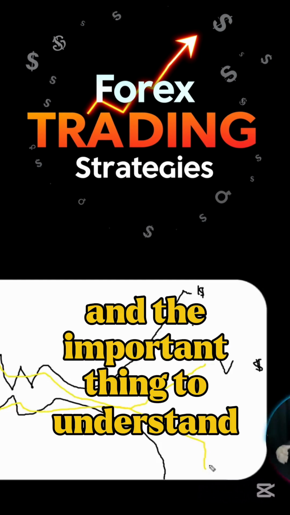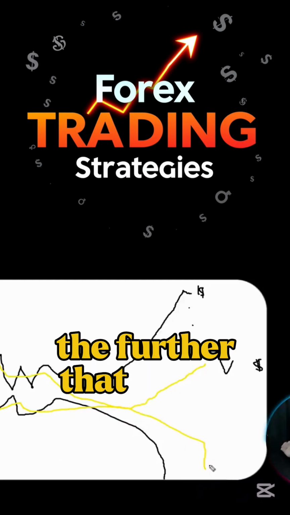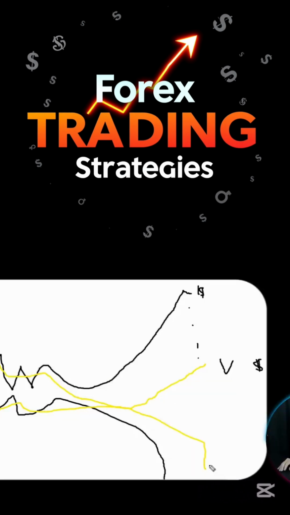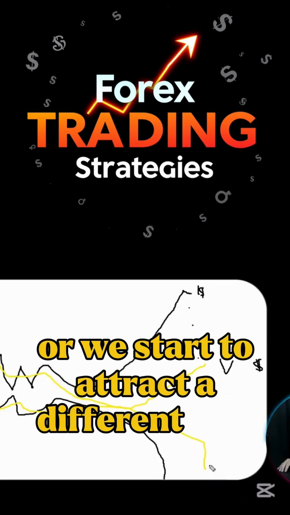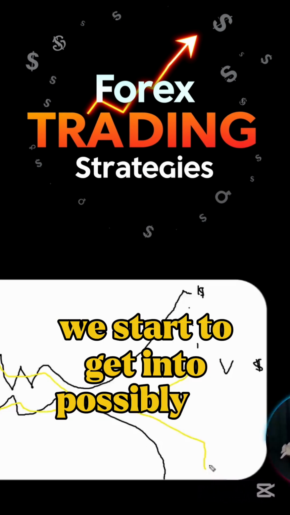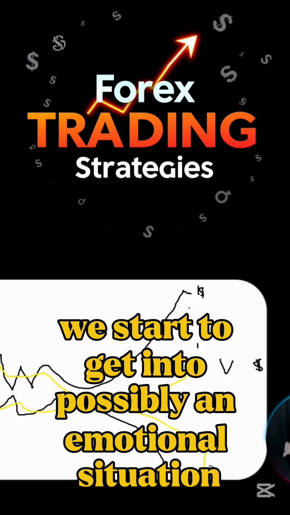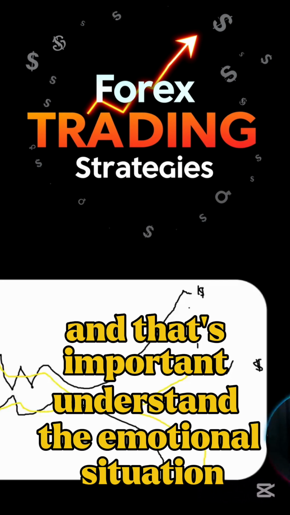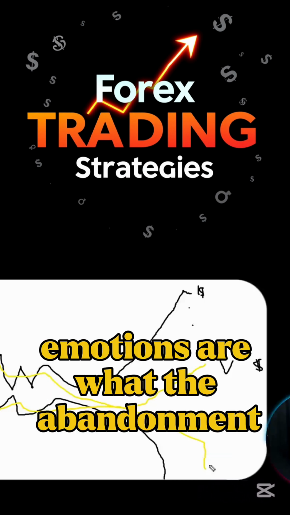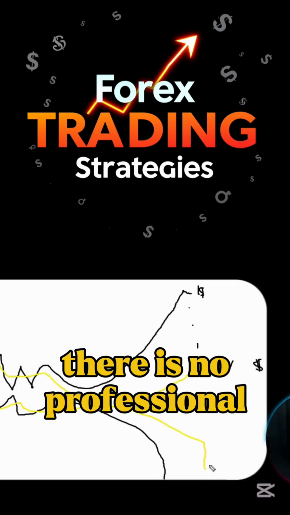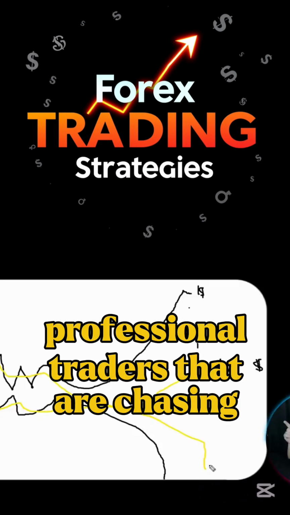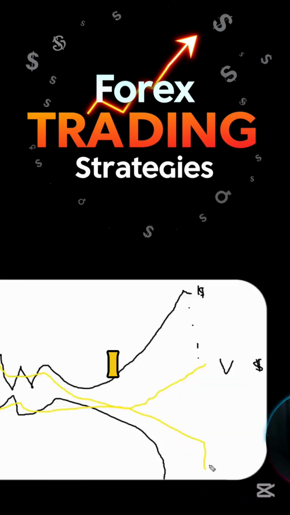And the important thing to understand about that separation is the further that it gets, please write this down, the further that it gets, we start to develop or we start to attract a different kind of trader. Once we start to separate, we start to get into possibly an emotional situation. And that's important to understand because as you'll hear me say in a lot of my videos, emotions are what? The abandonment of intellect. There are no consistently profitable professional traders that are chasing that price way up there. I can guarantee you that.